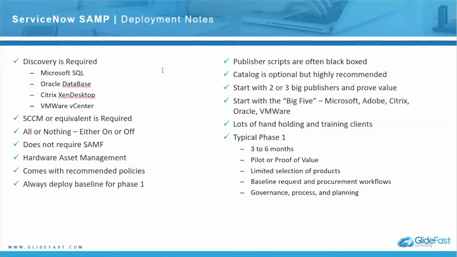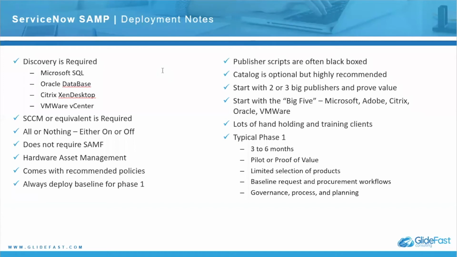I don't know if other modules are quite the same, but at least software asset comes with the recommended policies. It is such a big change that a lot of organizations have trouble adapting. And so ServiceNow has about a dozen policies that they have provided that they suggest you implement in your environment to support SAMP. Recommend that you always deploy baseline for phase one.